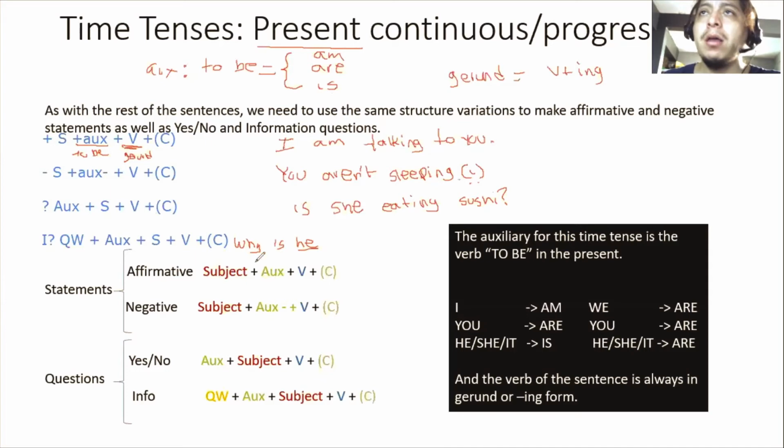Why am I? Why are you? Why is he, she, or it? So why is he a verb? Why is he talking? Why is he talking so loud?